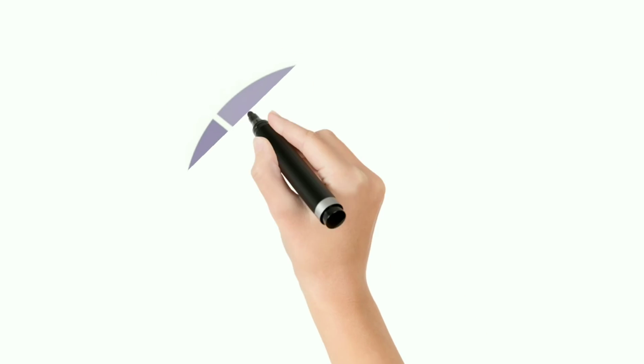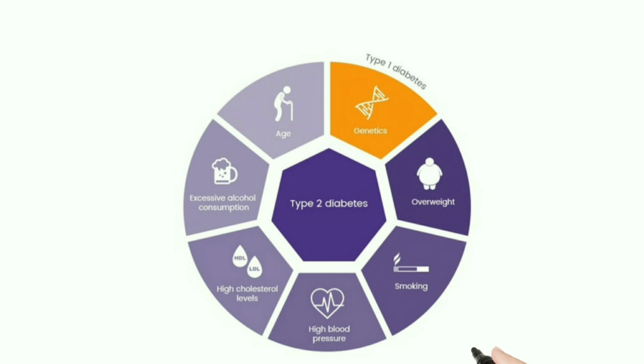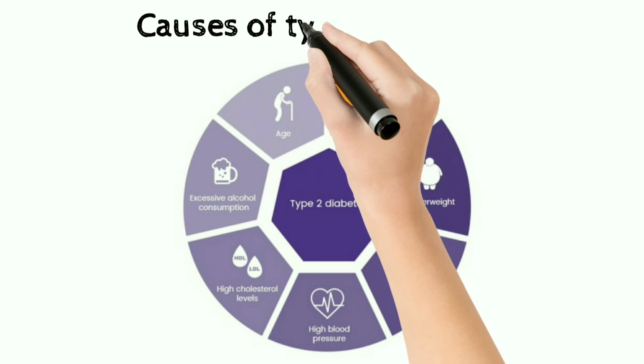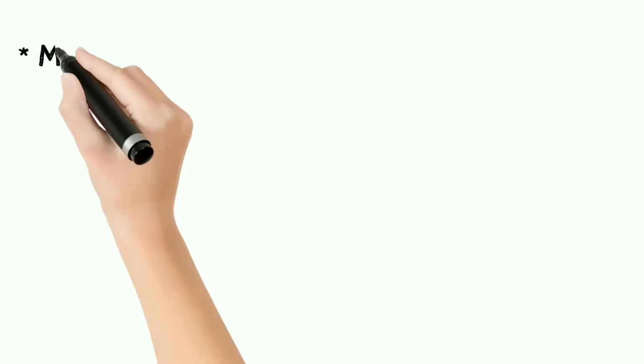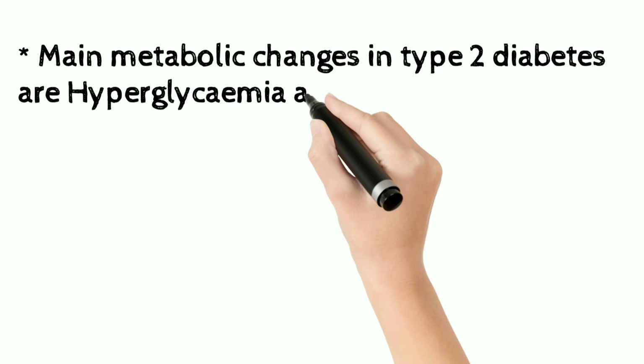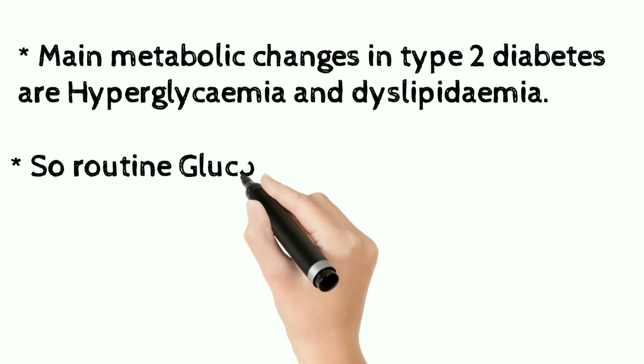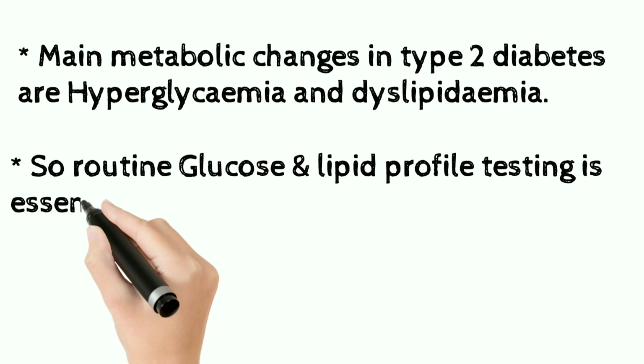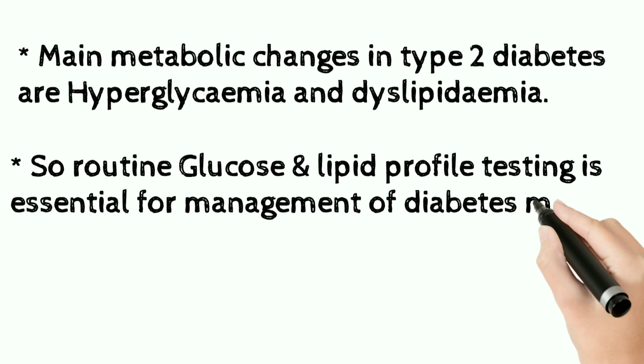The diagram shows the summarized form of the causes of diabetes. Let's have a look. Main metabolic changes in type 2 diabetes are hyperglycemia and dyslipidemia. So routine glucose and lipid profile testing is essential for the management of diabetes mellitus.